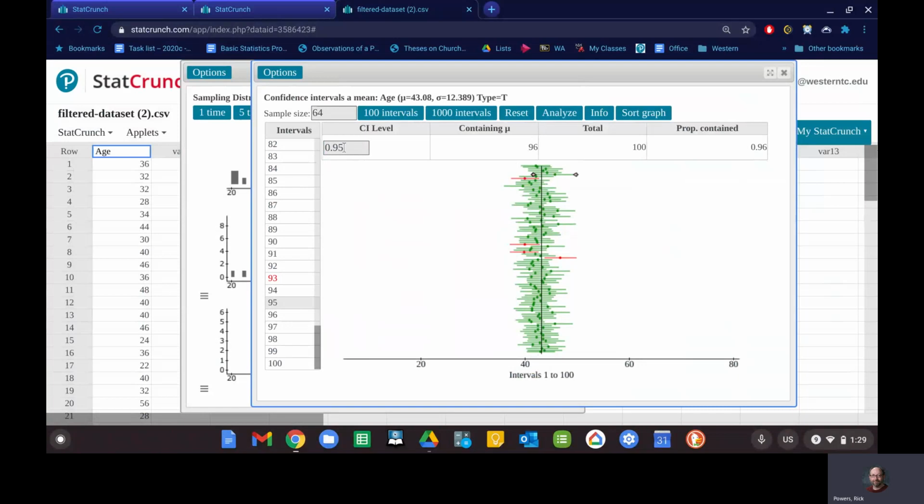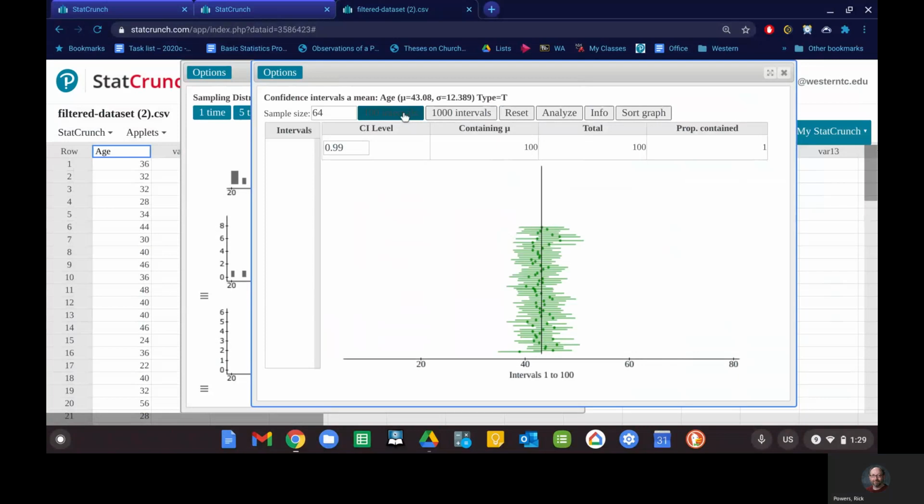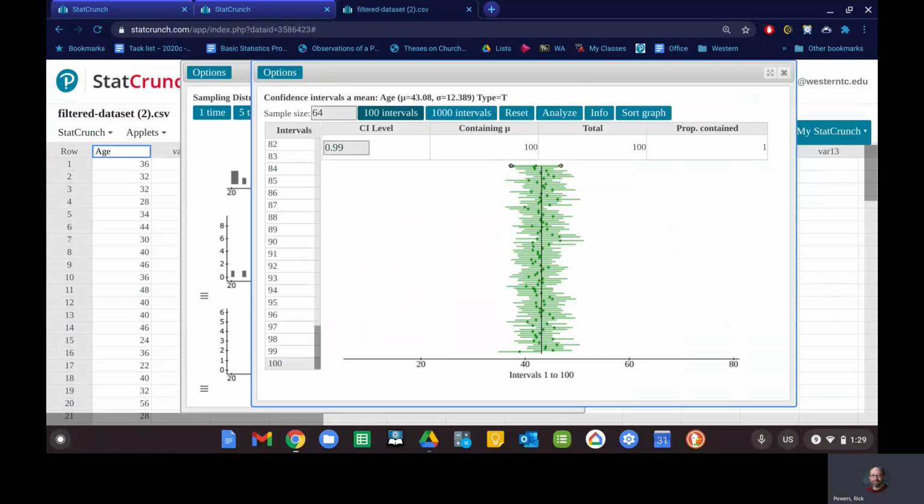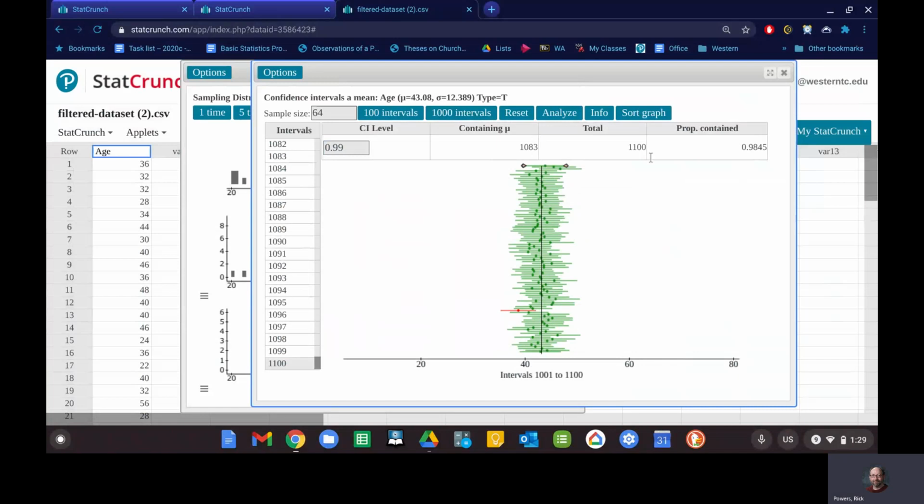And I can change this if I say, well, let's be 99% confident. Okay. Well, 99%, yeah, it looks good. Well, let's reset that and try again. Do they all work? Well, they do. All of them out of 100. How about out of 1,000? Well, 98.45% of them. So yeah, a lot of them worked.